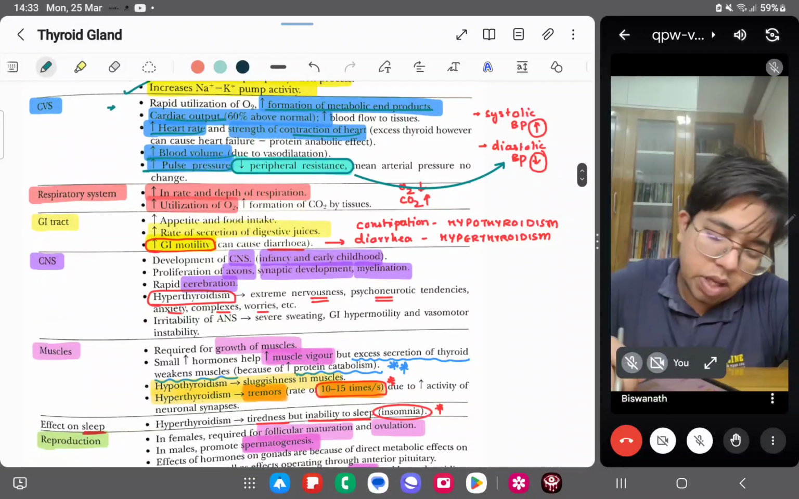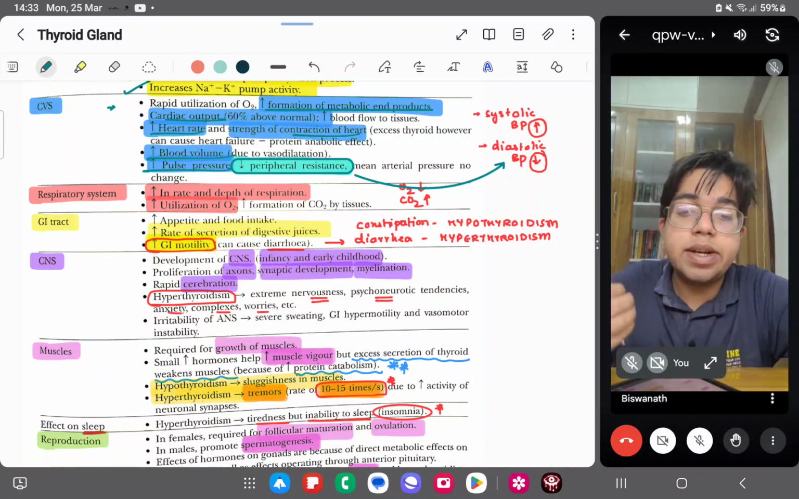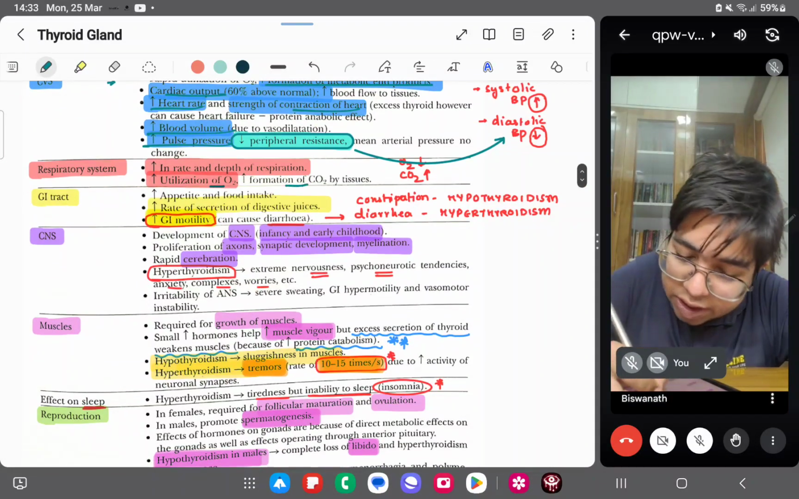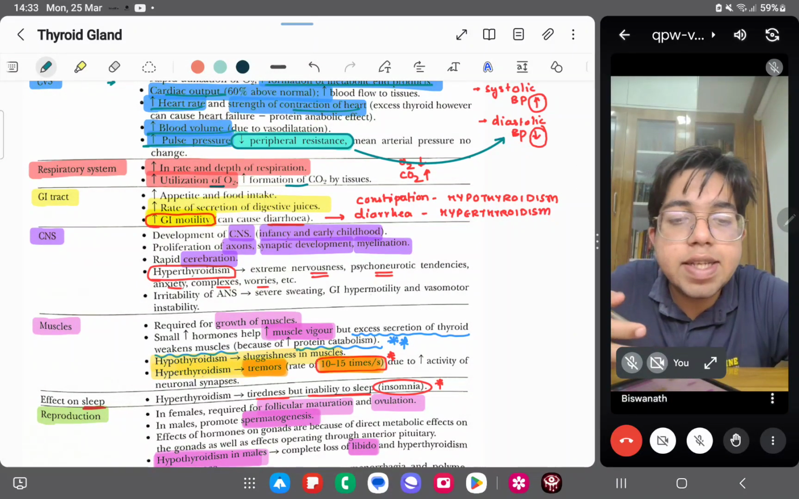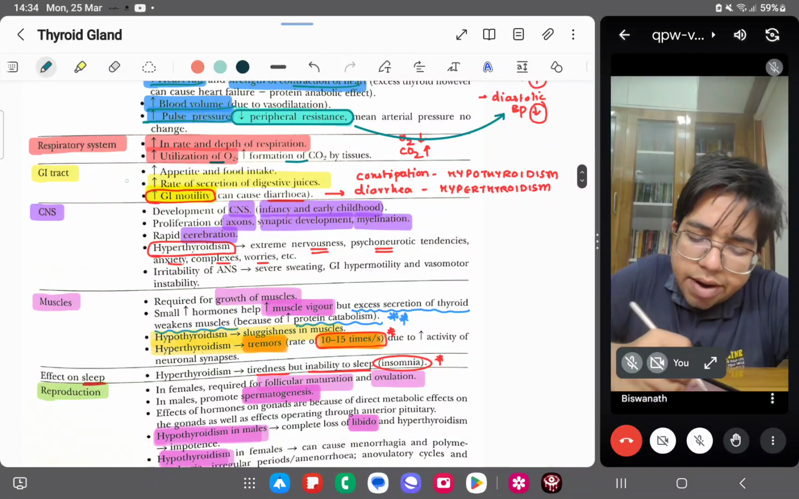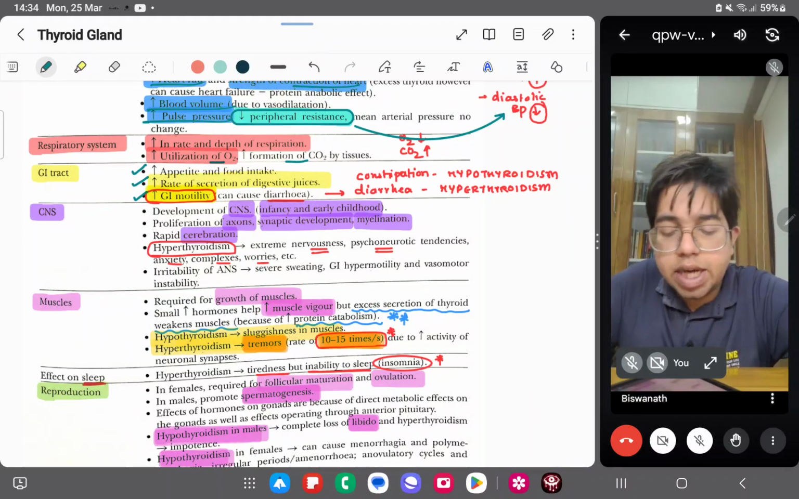Okay. In respiratory system, increase in depth of respiration. Metabolism is increasing, so we need respiration, we need oxygen. Increase utilization of O2, increase formation of CO2. More oxygen utilization, more CO2 production. Okay, these are things. GI tract: increase appetite, increase rate of secretion of digestive juices, increase GI motility.